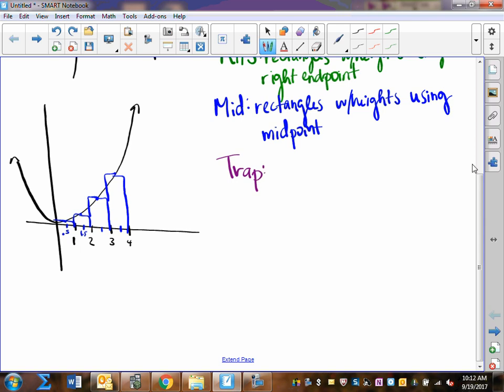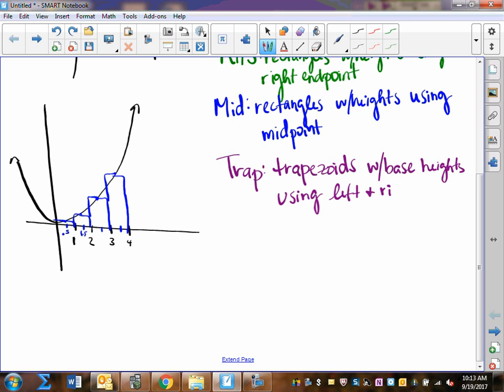So now, trapezoidal, we change the shape altogether. We're going to use trapezoids. So we'll write this out: base, heights, using the endpoints, both left and right, using left and right endpoints.